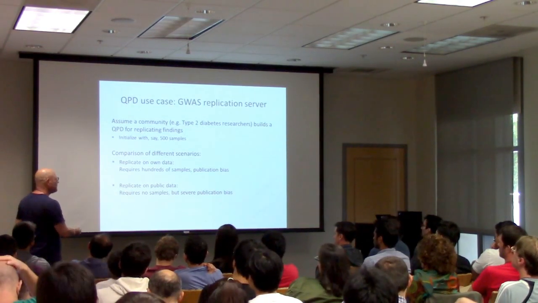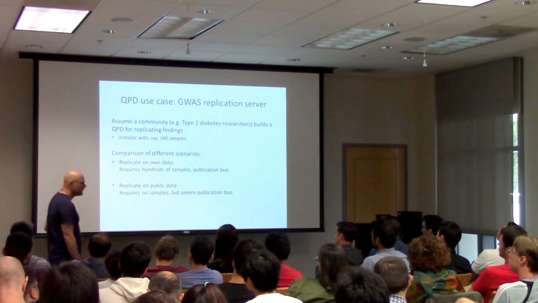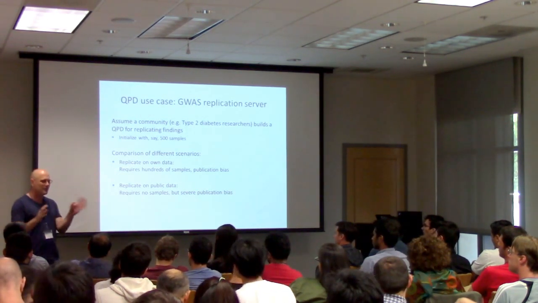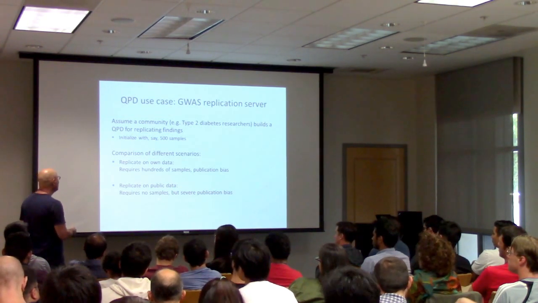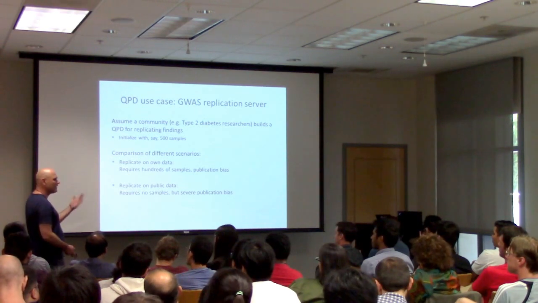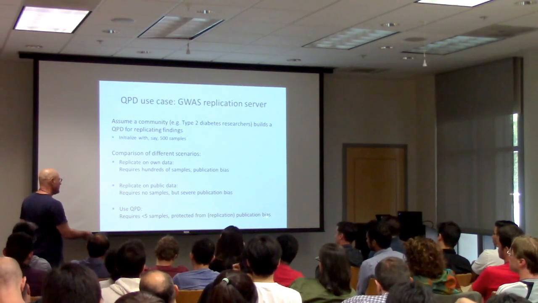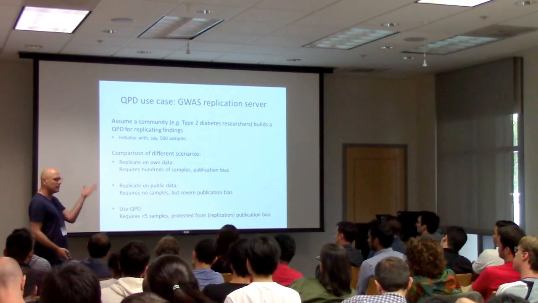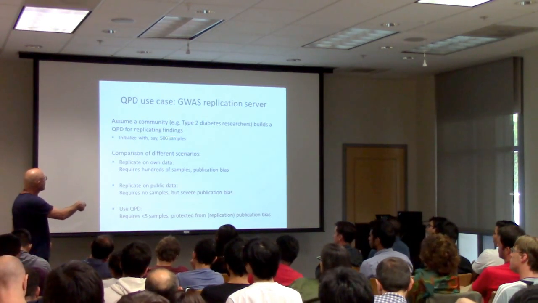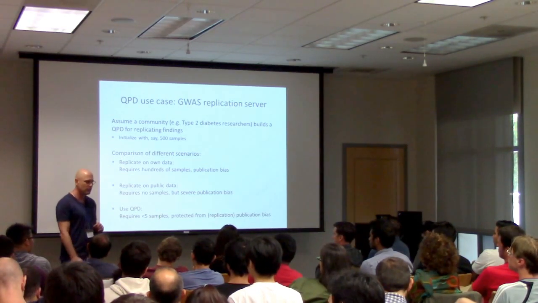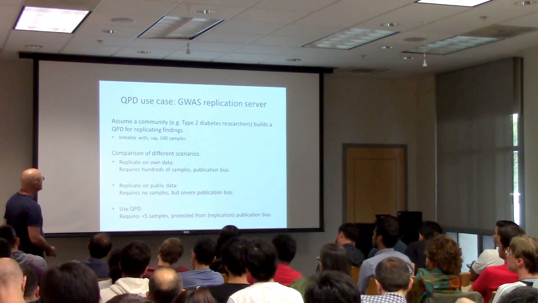Or we can replicate on public data, which costs nothing and requires no samples, but there's severe publication bias, because everybody is replicating on the same data. Any false discovery on this data is likely to be repeated by many different people who try to use this data. Now for the QPD, we know that we are protected from publication bias in replication. And as we saw in our graph, under reasonable assumptions, after our data has grown, it's going to cost just a few samples. We can do a calculation for this representative setting to say that the typical cost is under 5 samples for replication. Okay, so that's the case to be made for why it's a good idea to have a replication server.